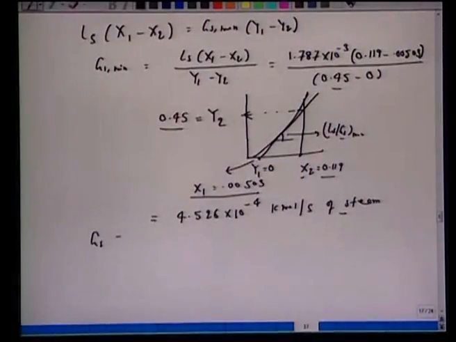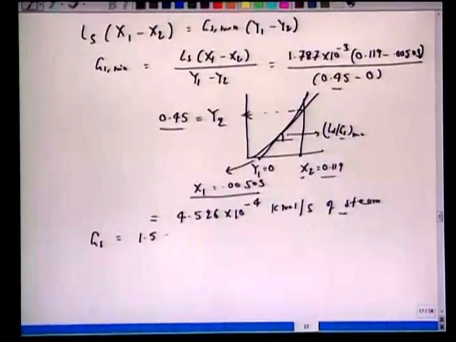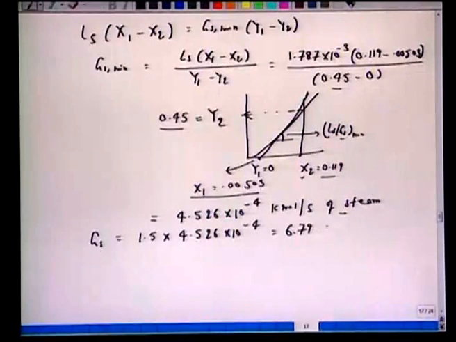You can do the calculation. You can write a short program also. Either way it can be done, but you must try both ways to convince yourself that you are getting the same answer. So GS min is given, and so we have the actual flow rate of GS solvent: 1.5 times 4.526 10 to the power minus 4, as 6.79 10 to the power minus 4 kilomole per second.